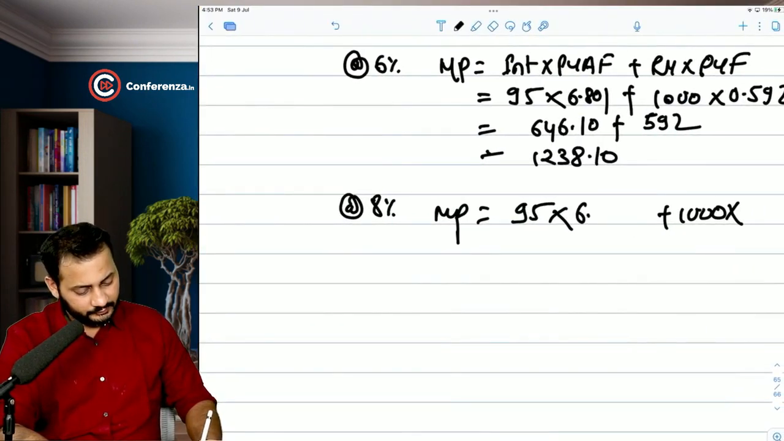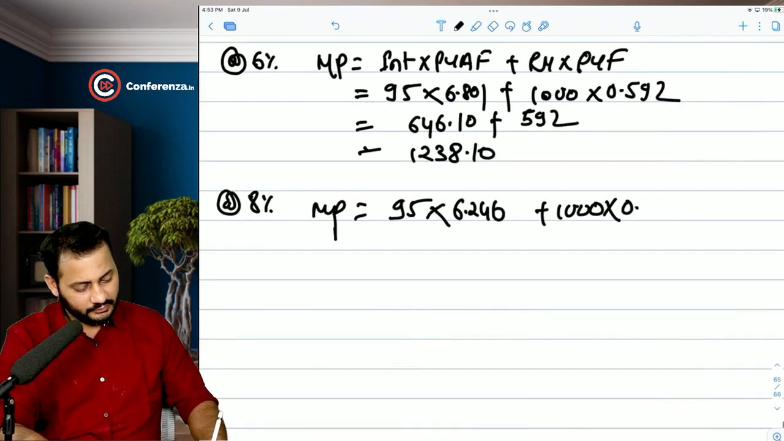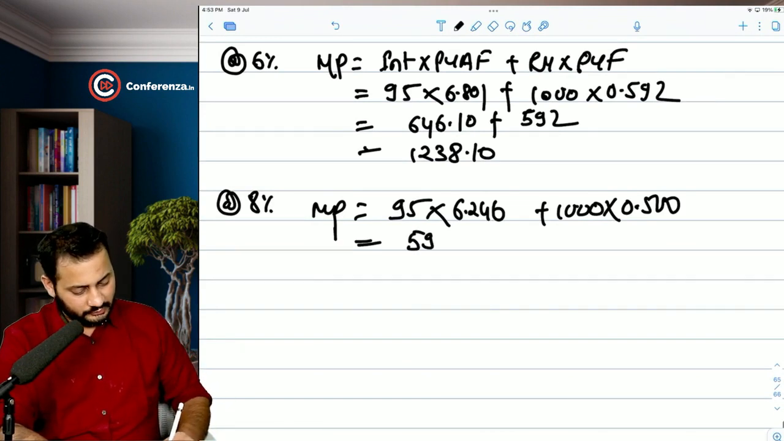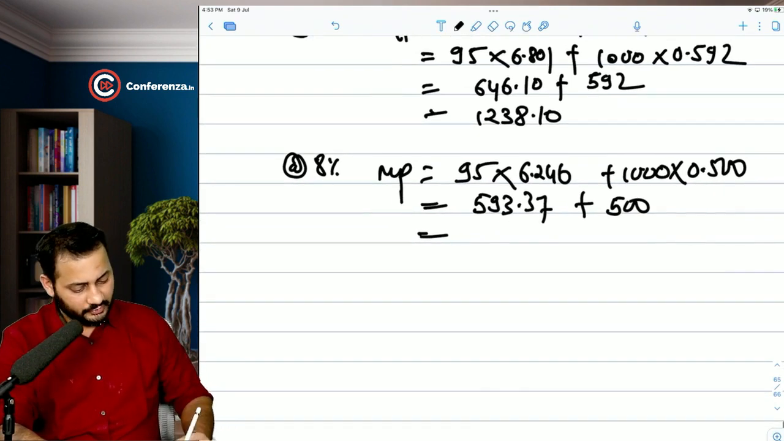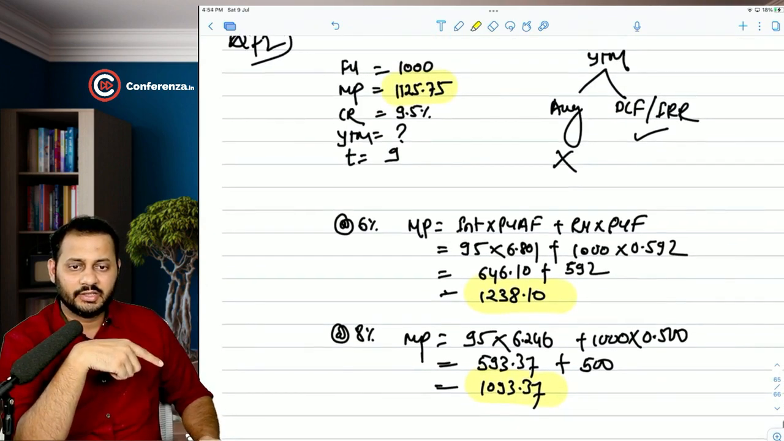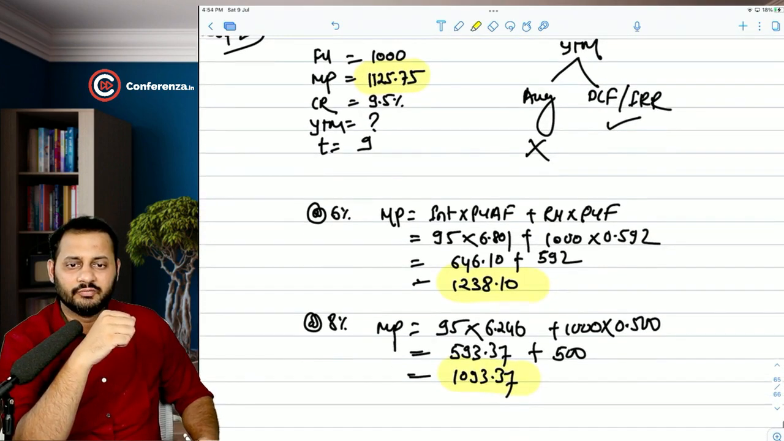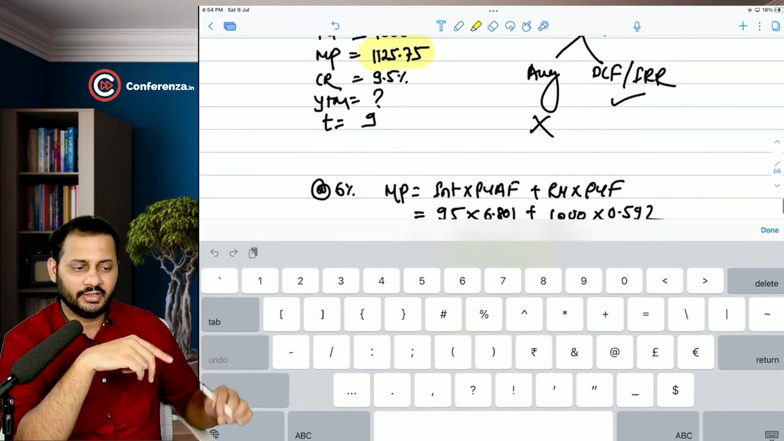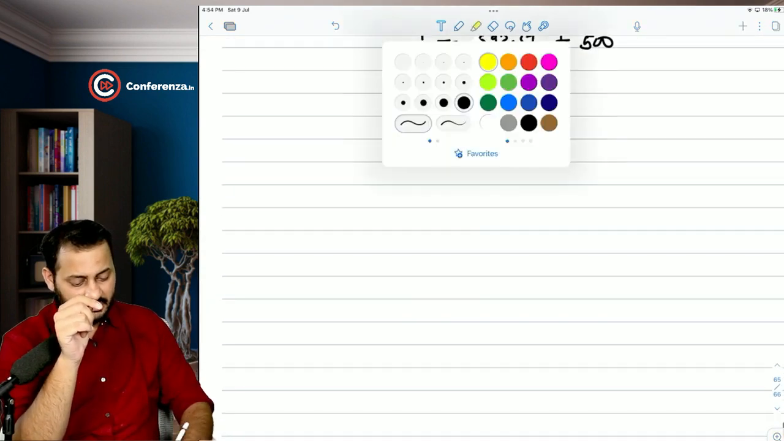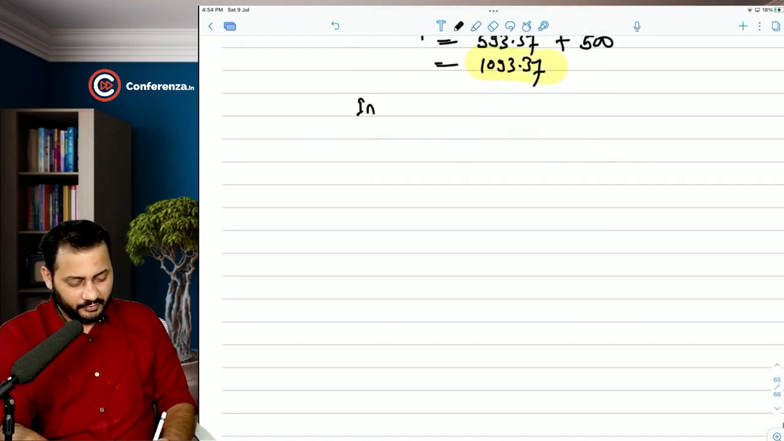6.246 and 0.500. 593.37 plus 500, 1093. And you can clearly see your desired value is somewhere in between these two figures. 1093.37, this is 1125. Somewhere in between these two figures, 1238 and 1093, your desired market price is lying. So let's use the interpolation method.